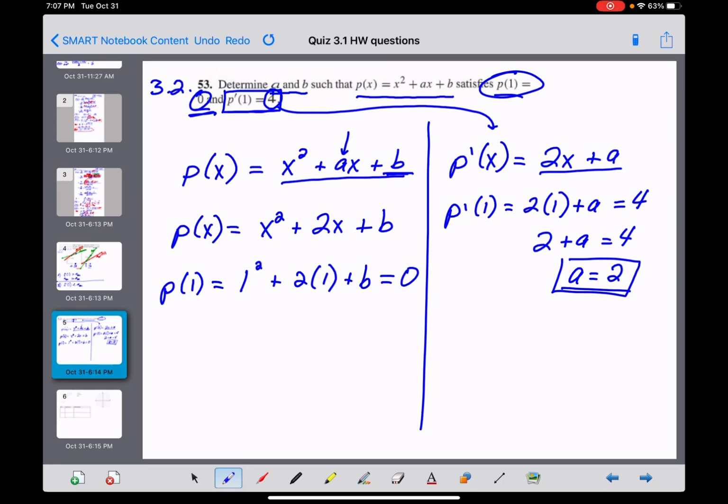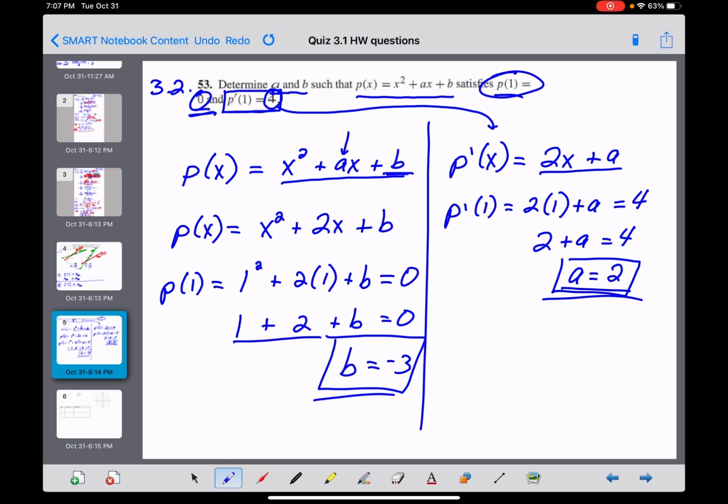So what does that do for us, guys? This is a 1 plus 2 plus b is 0. The 1 plus 2 makes a 3. Bring it to the other side, and we're going to get b is equal to -3. And that's what they wanted here, everybody. Determine the values of a, that's 2, and b, which is -3, to make both of these things happen, and I think we've got that one right. So that is 3.2, number 53.